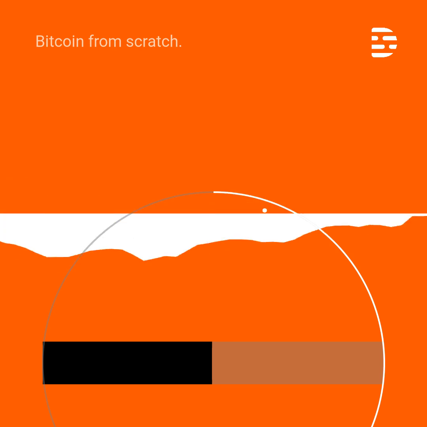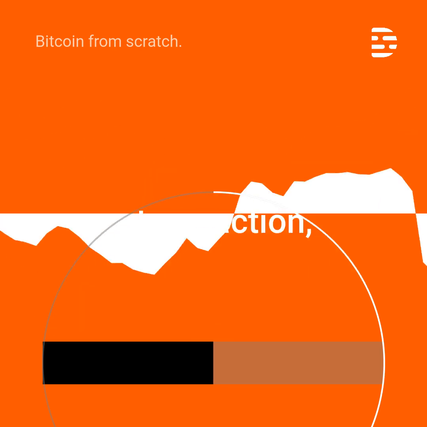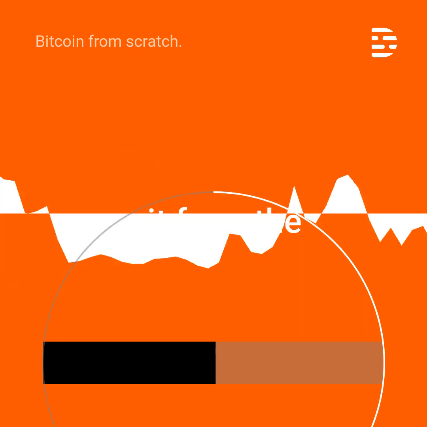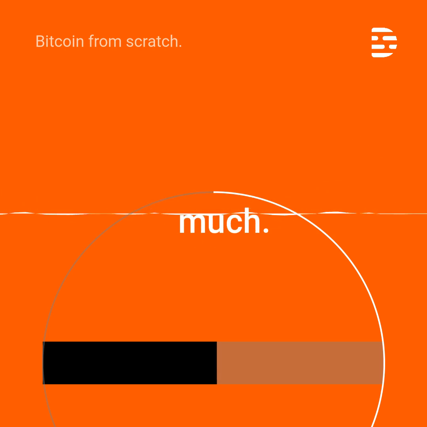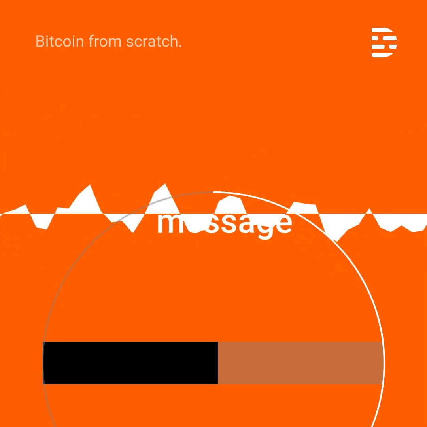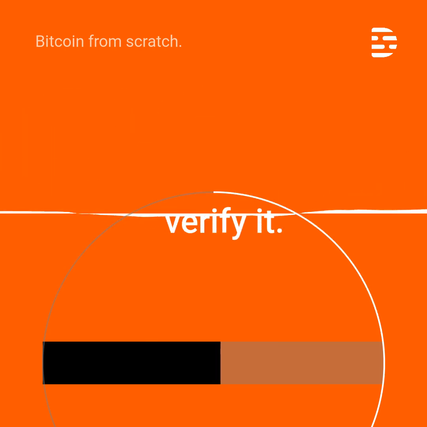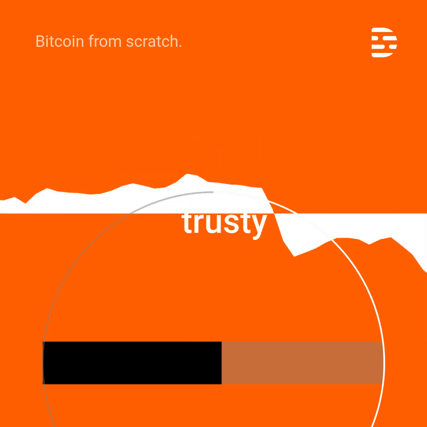Well, that's where broadcasting comes in. Once you've put together your transaction, you broadcast it to the whole Bitcoin network. The whole network, like shouting it from the rooftops. Pretty much. It's more like sending a digital message to every computer in the Bitcoin network, hoping someone will pick it up and verify it. And those someones are our trusty miners.